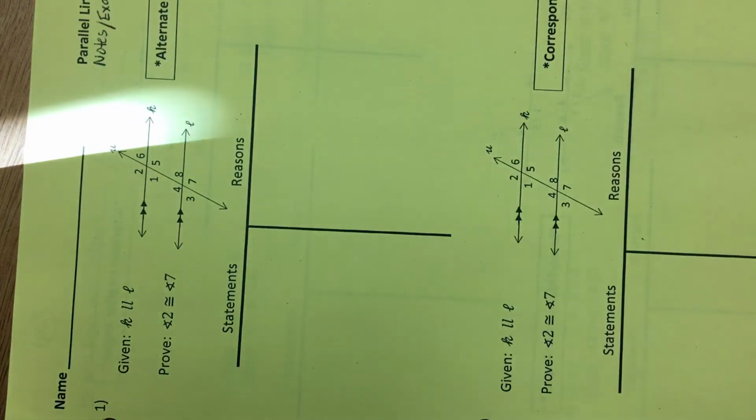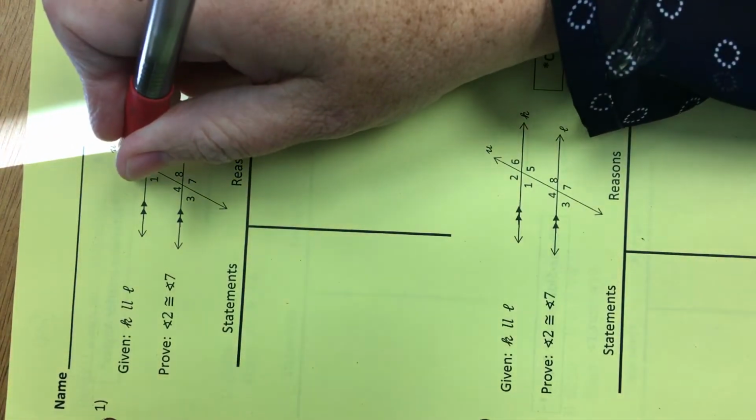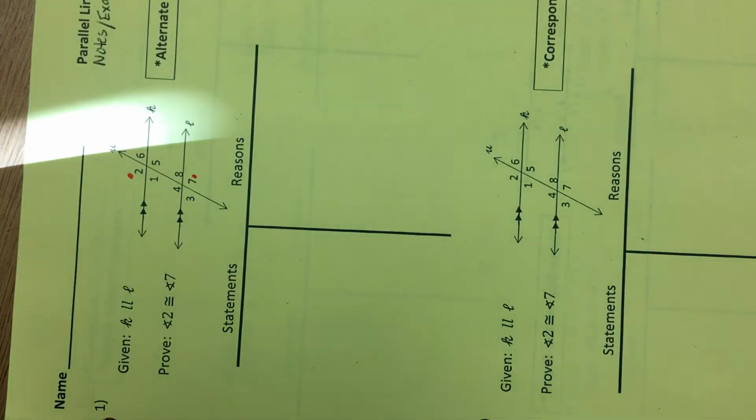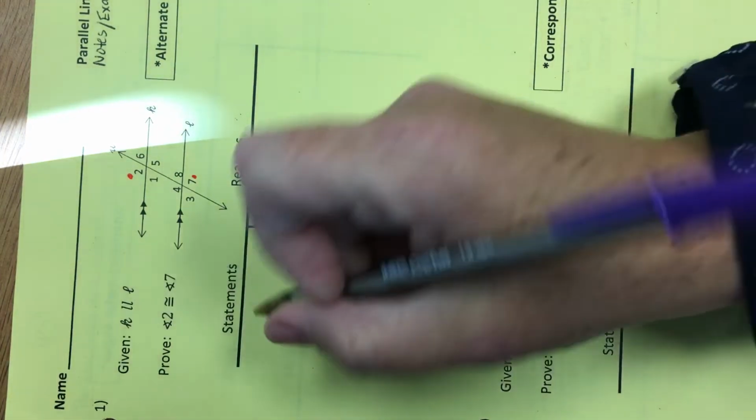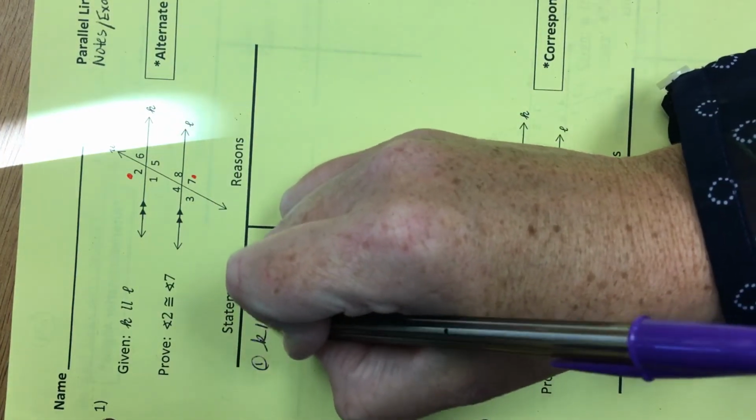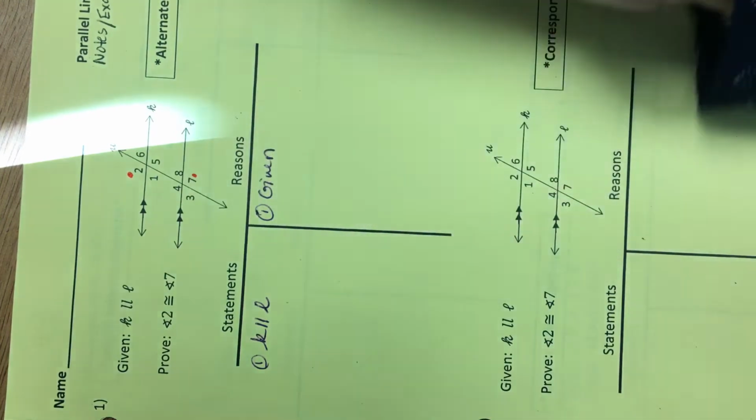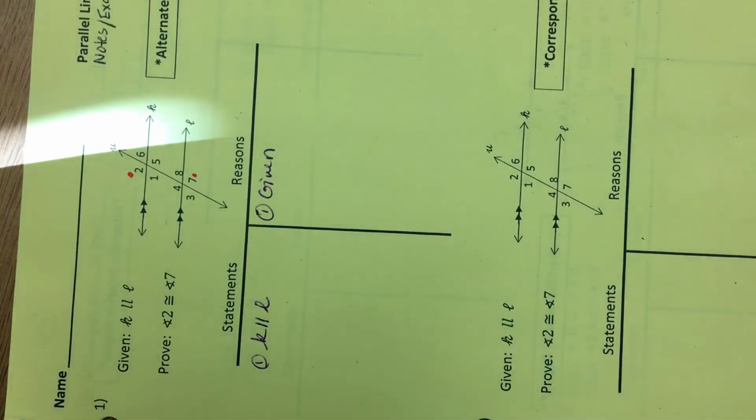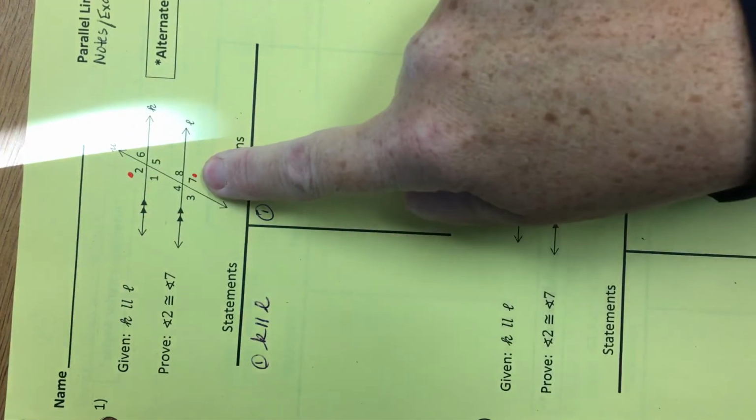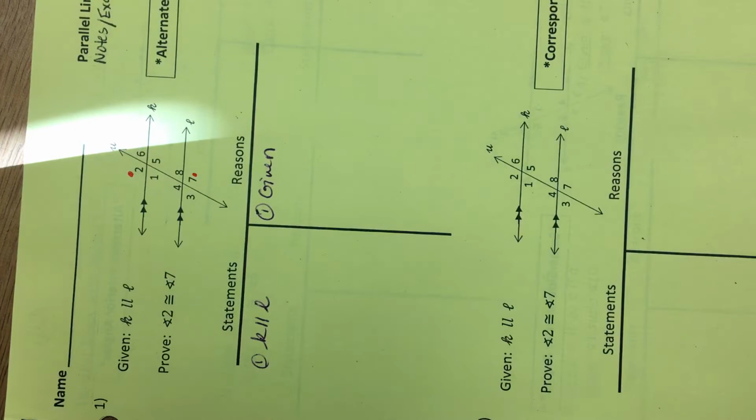So in this proof, I want to prove angle 2 is equal to angle 7. And I am told in my given that line K is parallel to line L. That's my given, so anything goes in here. How can I walk my way from 2 to 7 or 7 to 2? Well, there are many ways to do it.